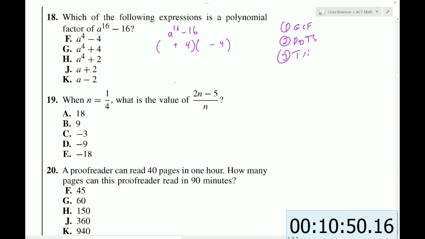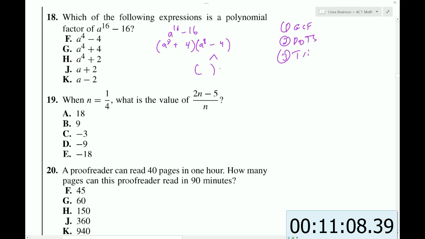Then the square root of a to the 16th. So square root is also known as 1/2 power. So 16 times 1/2 is 8. Okay, so this is a to the 8th. Now from here, this is another difference of two squares.